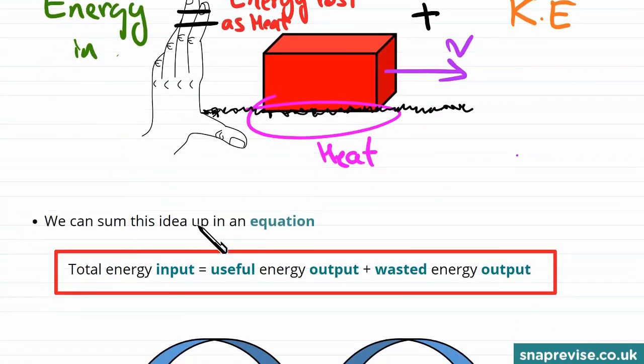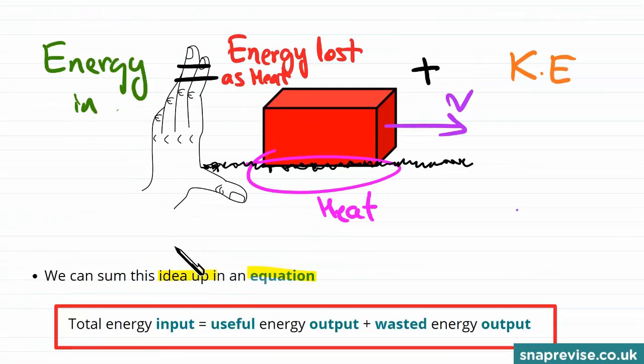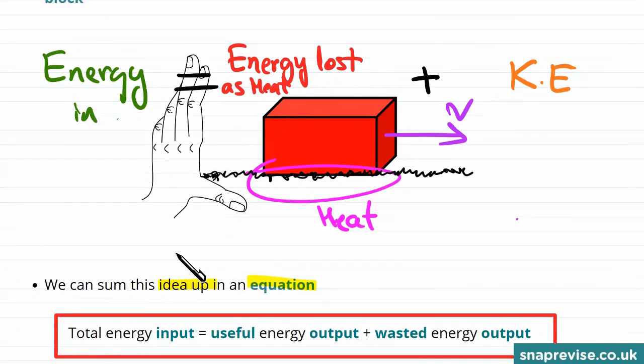We can sum up this idea into an equation that I've already somewhat alluded to above. The total energy input, the energy that we put into the process, is equal to the useful energy output plus the wasted energy output. In the case we have above, the useful energy output is the energy that we wanted to get. That's the kinetic energy. And the wasted energy output is the energy that we didn't want, and that's the heat energy.